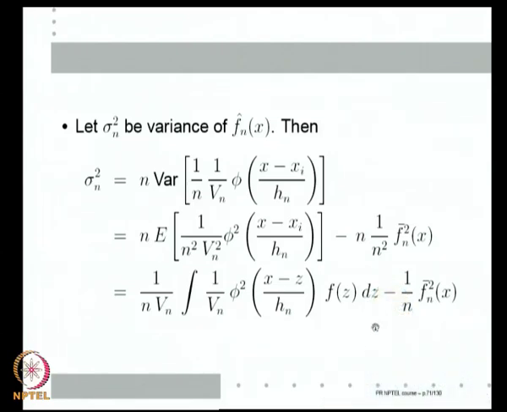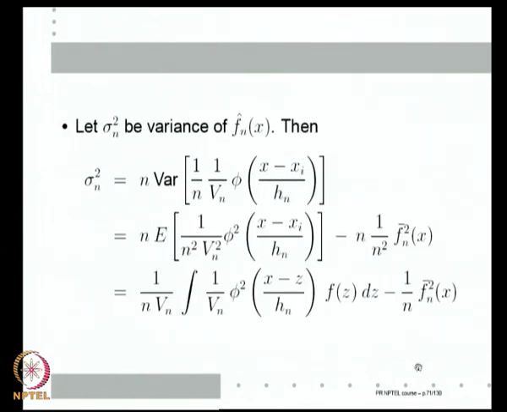Before I drop the term, let me first get this expectation out. This is the expectation of this, where x_i is the random variable. So, this n will cancel with one of these n's. I can take 1 by n v n out, and I get 1 by v n phi square of (x minus z by h n) f of z dz, because each of the x_i's are IID with density f. So, the expectation of this is given by this integral over R d, minus this, which is 1 by n f bar n square of x.